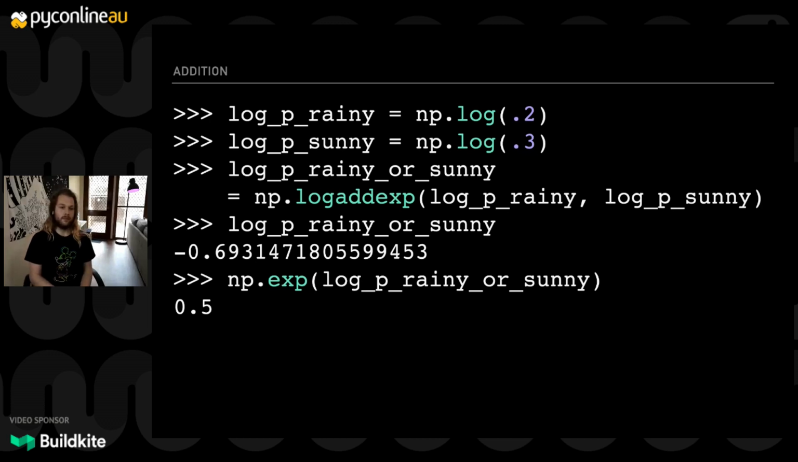So for example, if we have the probability of tomorrow being rainy as 0.2, and we have the probability of tomorrow being sunny as 0.3, and we find those log probabilities because we want to store them and compute with them very, very accurately, then we can add those log probabilities together with LogAddExp. We get that particular log probability. And if we take the exp of the log probability to find the probability of it being rainy or sunny, we find that it's 0.5, which is what we're expecting. I am, of course, neglecting the possibility that it might be rainy and sunny at the same time, but I feel it's probably negligible.